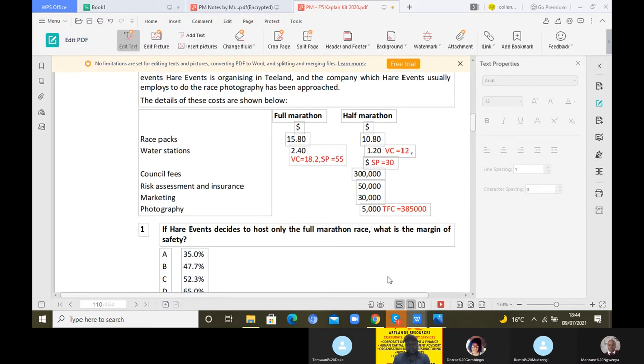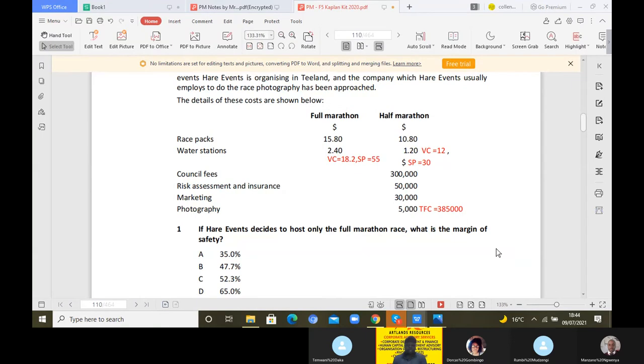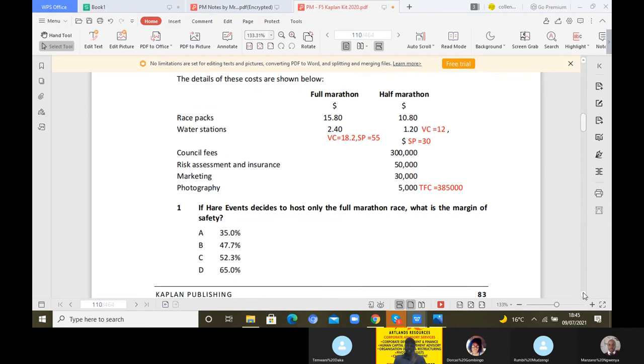Now the question is, so I am now escaping because I have edited my document. So everything is now in place. Now the question is, if Air Events decides to host only the full marathon, what is the margin of safety? This is now a single product break even analysis. It's not a multi-product because of the word only.